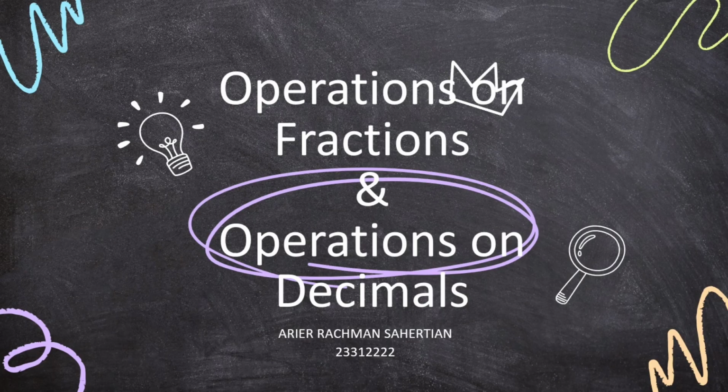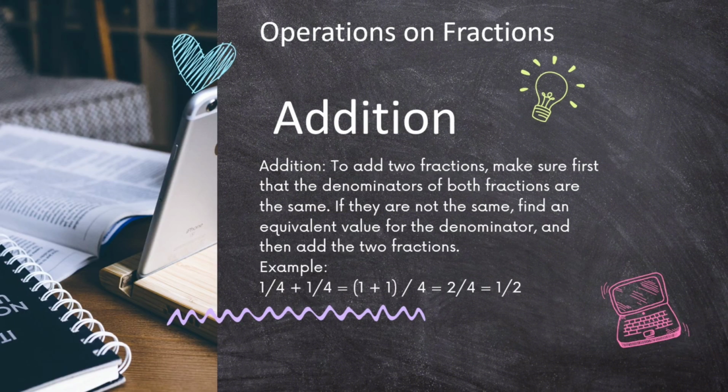Operation on fractions and operation on decimals. Addition. To add two fractions, make sure first that the denominators of both fractions are the same. If they are not the same, find an equivalent value for the denominator and then add the two fractions. Example is this number.